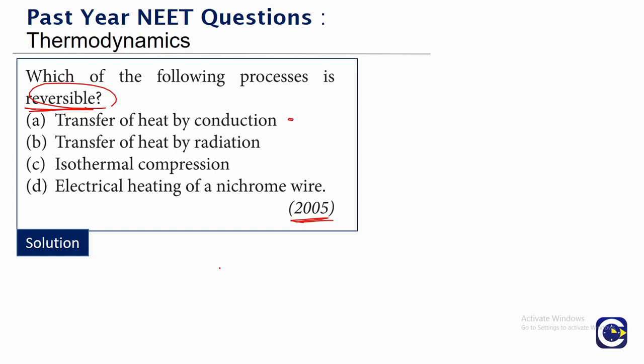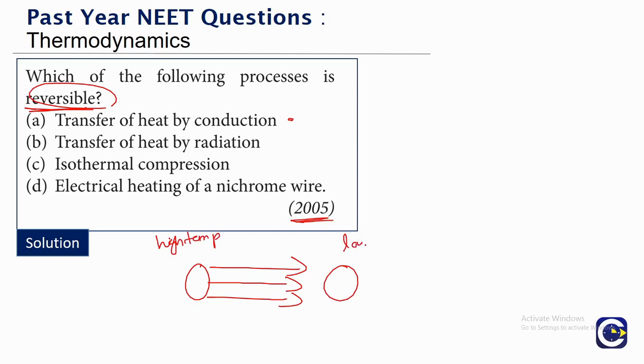So when there is a transfer of heat by conduction, what happens? We'll have the heat getting conducted from the high temperature side to the low temperature side. And this will be what? This is going to be irreversible, because it is going to happen in only one direction, because it will always go from the high temperature side to the low temperature side. Okay, so this cannot be the reversible one. What about option B?